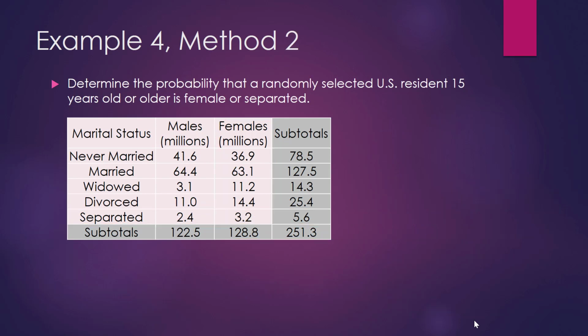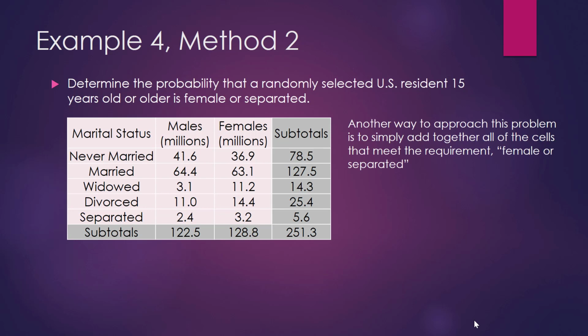Example 4, Method 2. Can you think of a different way of solving this problem without using the formula we used in the last problem? Pause the video, write down your thoughts, and then unpause it. So another way to approach this problem is to simply add together all of the cells that meet the requirement female or separated. Let's try to look at the table and see if we can find those cells.